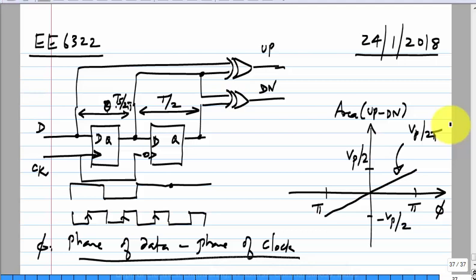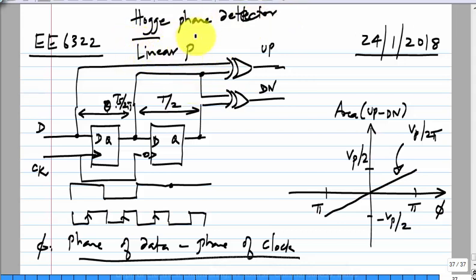This was quite popular. These days we use something else for some reasons I will show. This is known as the Hogge phase detector. This is the person who first published it, or a lot of times it's called the linear phase detector. It's called linear because the characteristic output, which is the average of up minus down versus phi, is linear. This is fine.